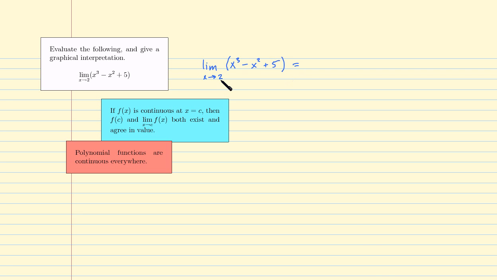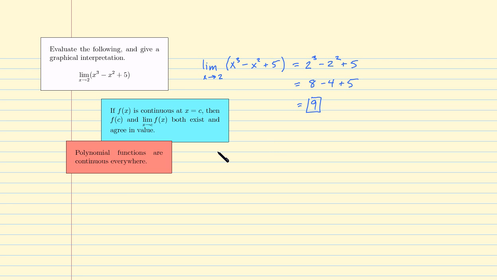All we have to do is evaluate this function at 2. In other words, plug it in. So this is 2 cubed minus 2 squared plus 5. That's 8 minus 4 plus 5, which is then 9. And that's the value of the limit.